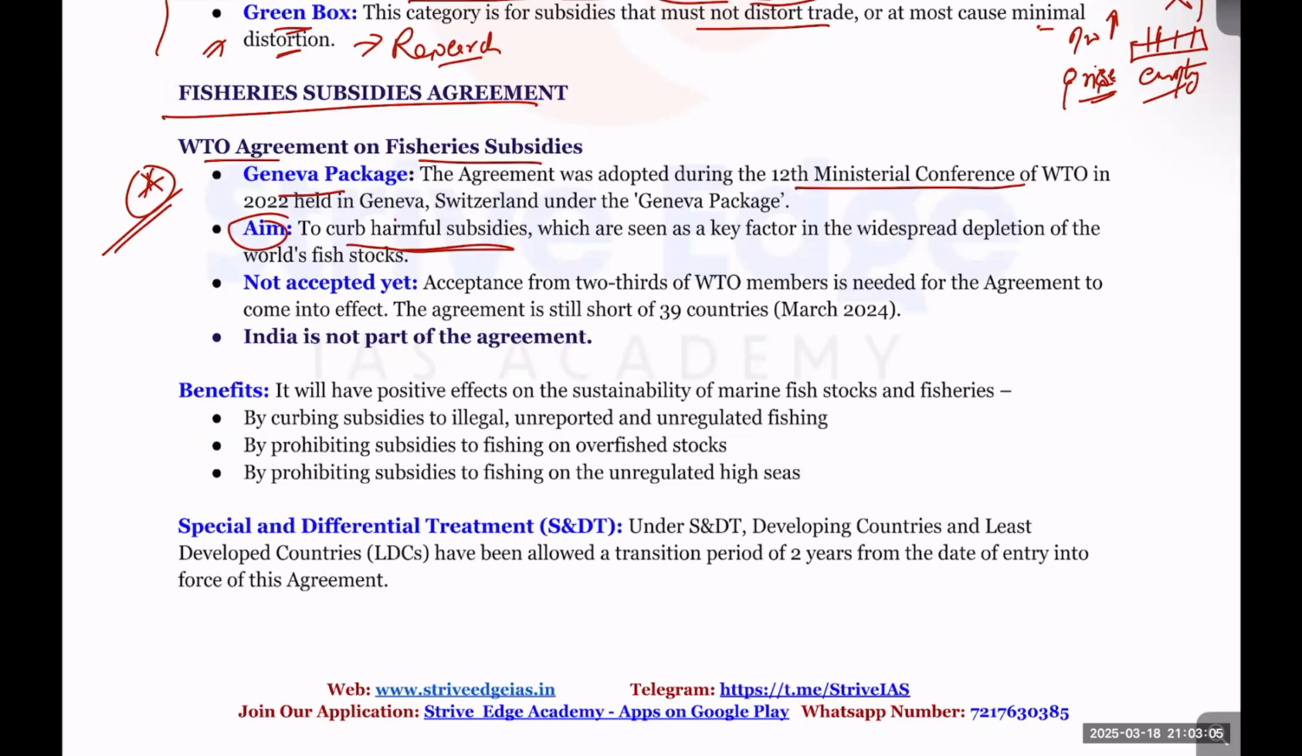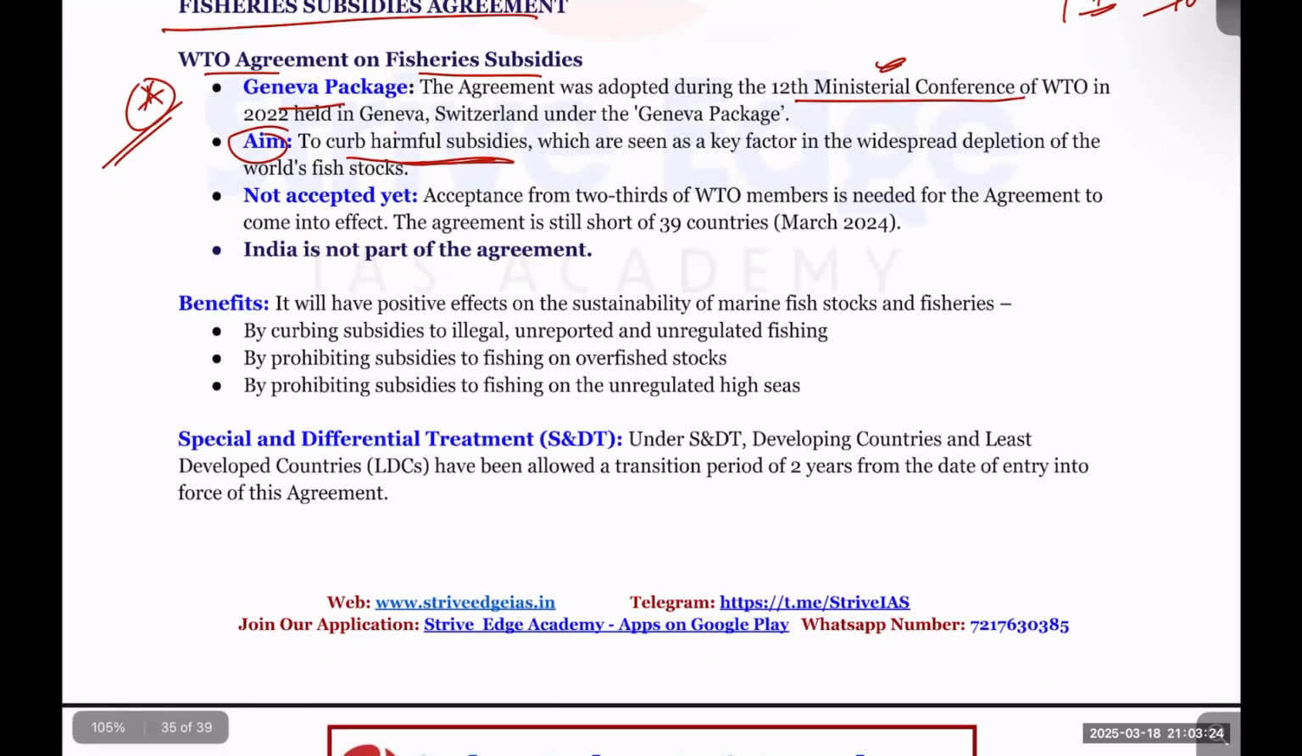Okay, so the Geneva agreement has happened in the 12th Ministerial of the WTO, and the aim of this agreement is that harmful subsidies should be reduced. Why should these harmful subsidies be reduced? Because the depletion of fish stock in the world's oceans is happening, because subsidized catching of fishes from the oceans of the world is happening, and this is decreasing the fish stock in the oceans of the world, right?